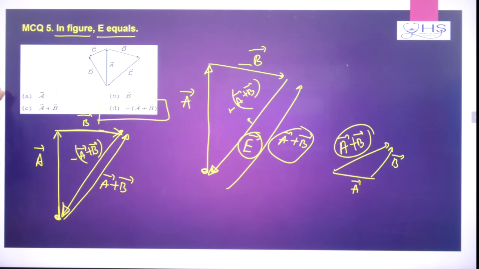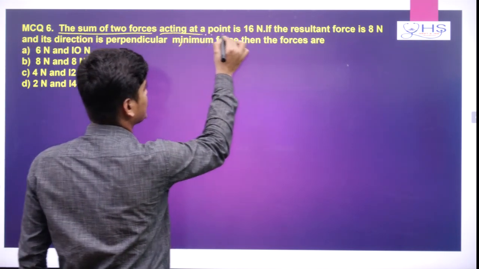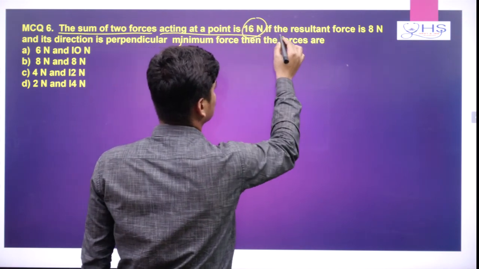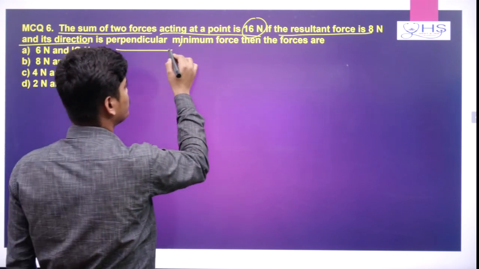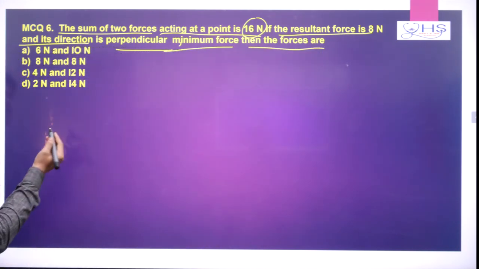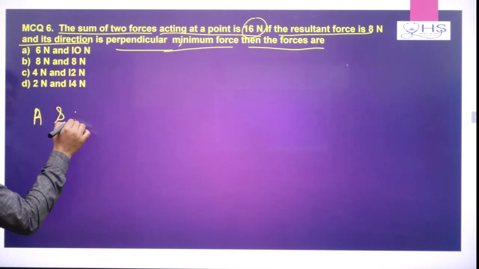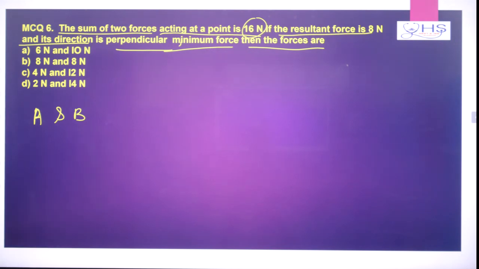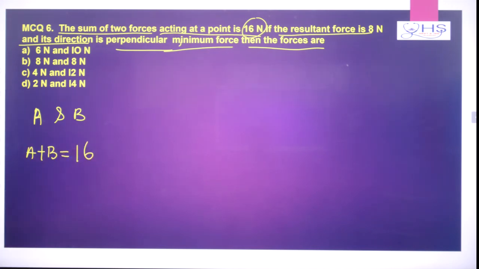Now here it is given that the sum of two forces acting at a point is 16 Newton. If the resultant force is 8 Newton and its direction is perpendicular to the minimum force, then what are the forces? So they are telling here two forces are there. Suppose the forces are A and B. Now the addition of A plus B is giving 16 Newton.